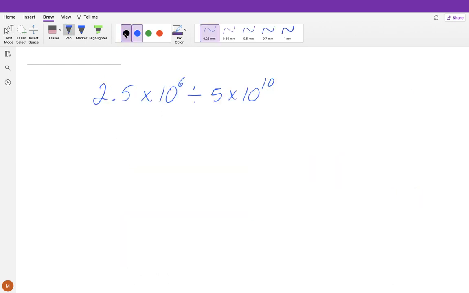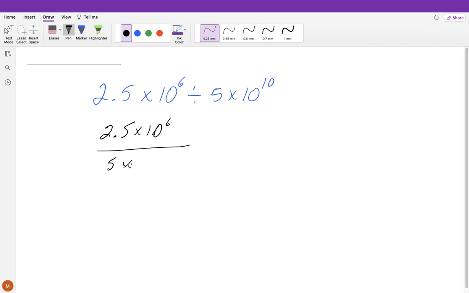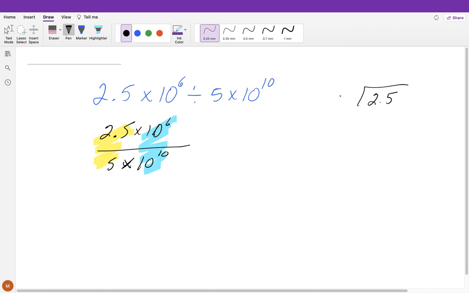All right, so for this problem, we have 2.5 times 10 to the 6th power divided by 5 times 10 to the 10th. So here I'm going to rewrite these on a fraction, just so this way maybe it makes it a little bit easier to remember your rules as far as dividing with like bases. I'm going to first focus on my numbers out front, so 2.5 divided by 5, and then I'll focus on my times 10 to the power. So 2.5 divided by 5, you can use a calculator for this. I'm perfectly fine with that, but we'll have 0.